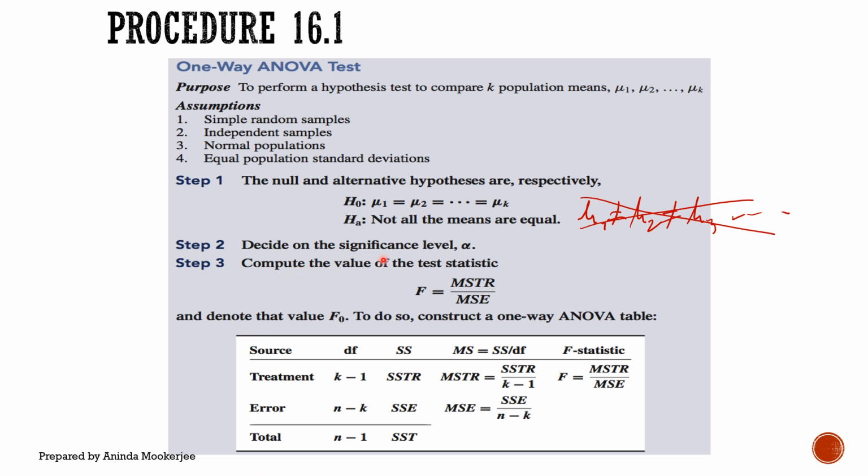For step 2, we decide on the significance level alpha. For step 3, we calculate our F statistic, the evidence, the test statistic, which is given by the formula MSTR divided by MSE.